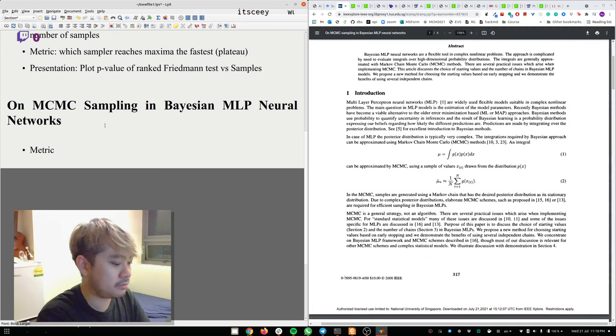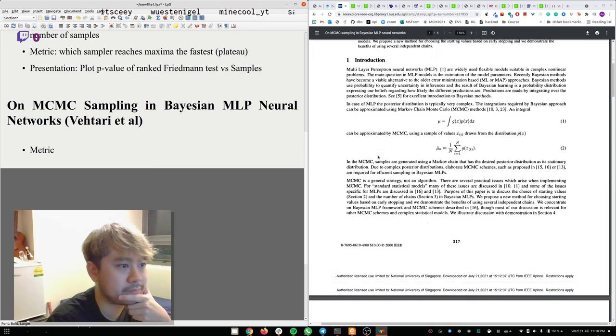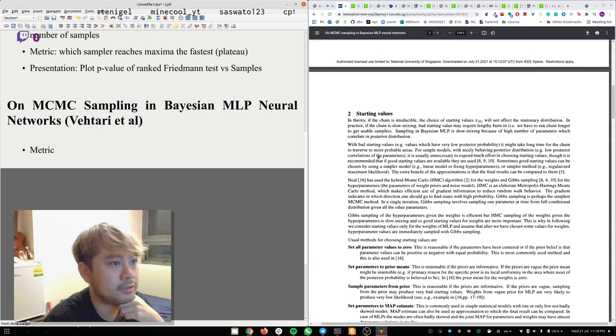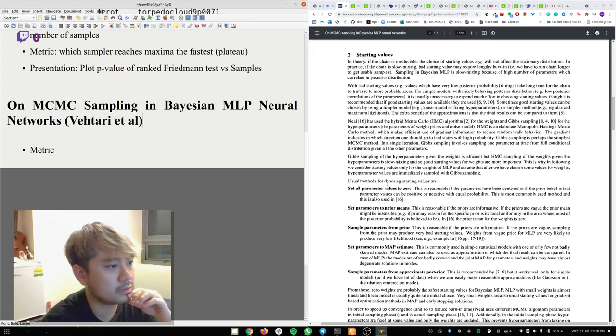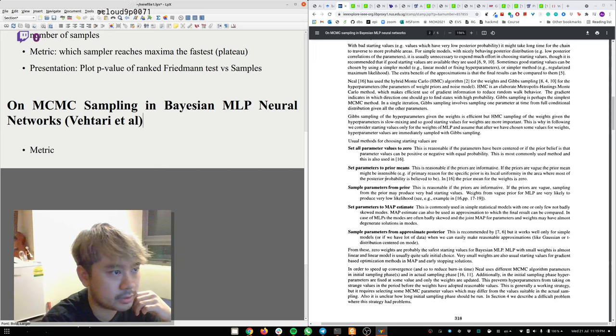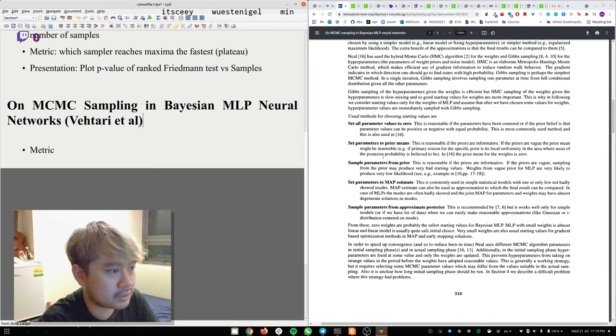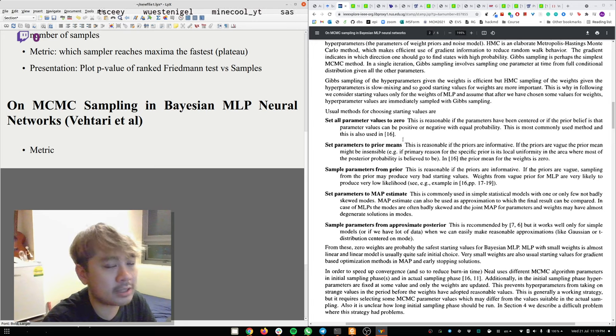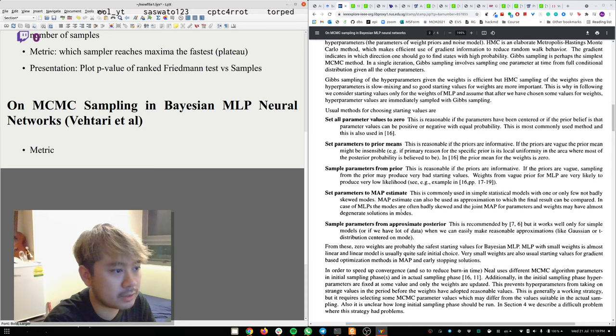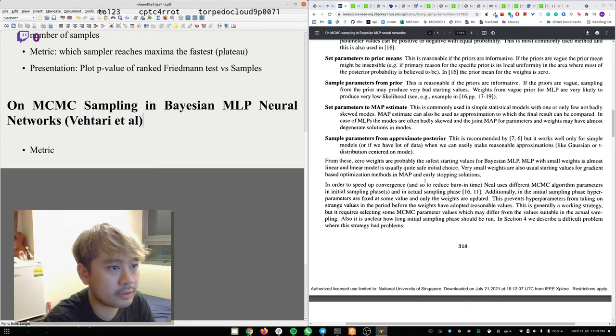So this is Vehtari. How old is this paper? 2000. All right. Starting values. Oh, actually, I read this paper a long time ago, and it's a good intro paper as well. Actually, I've kind of tried all of these methods: setting your starting parameters to zero, to the prior mean, drawing from a prior, drawing from a MAP estimate, or using a proximate prior.